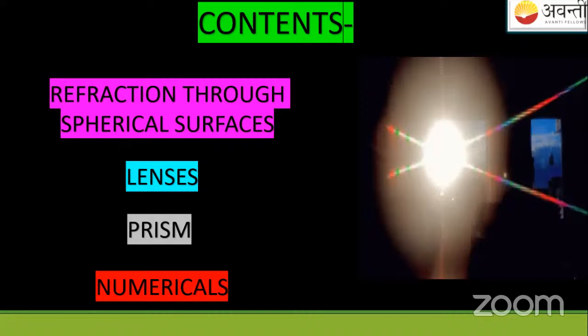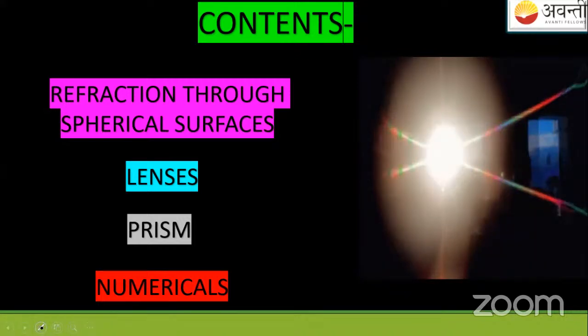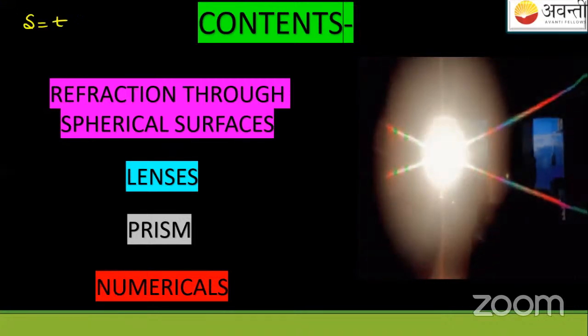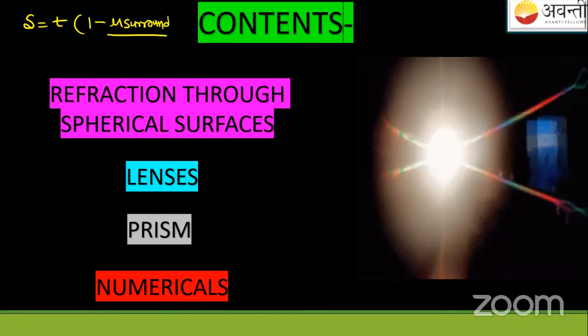We studied refraction due to a glass slab. If you are looking from inside the glass to the other side, you will see that there is a shift, and this shift is given by the formula: t times (1 minus mu of surroundings over mu of slab). Mu stands for refractive index. Is it clear? Yes. Okay.